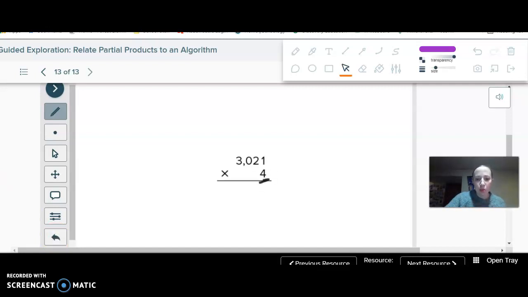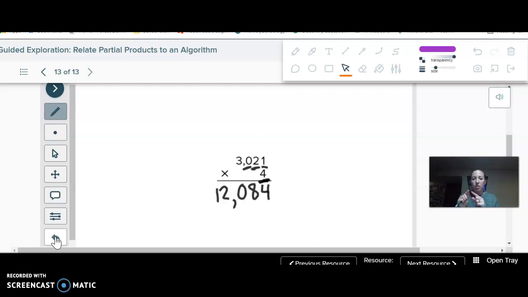All right, times 4. So I'm going to do 4 times 1 is 4. Now I do 4 times 2 is 8. Nothing to regroup so far. 4 times 0 is 0. 4 times 3 is 12. That one was a little more simple because I didn't have to regroup at all.